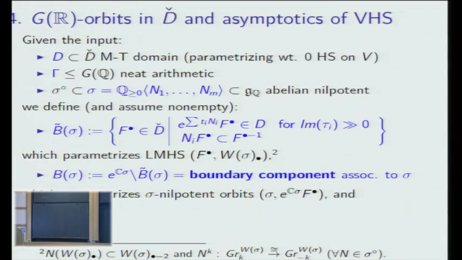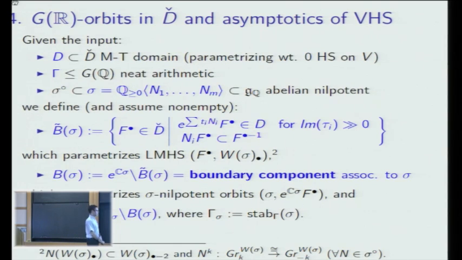Okay. So now the actual things I want to call boundary components are the left quotients of B tilde of sigma by e to the complex vector space generated by sigma. And this parameterizes not limit mixed Hodge structures, but limit mixed Hodge structures up to reparameterization by local change of local tangent vector or holomorphic coordinates. And so this parameterizes sigma nilpotent orbits. That's another way to think about it.